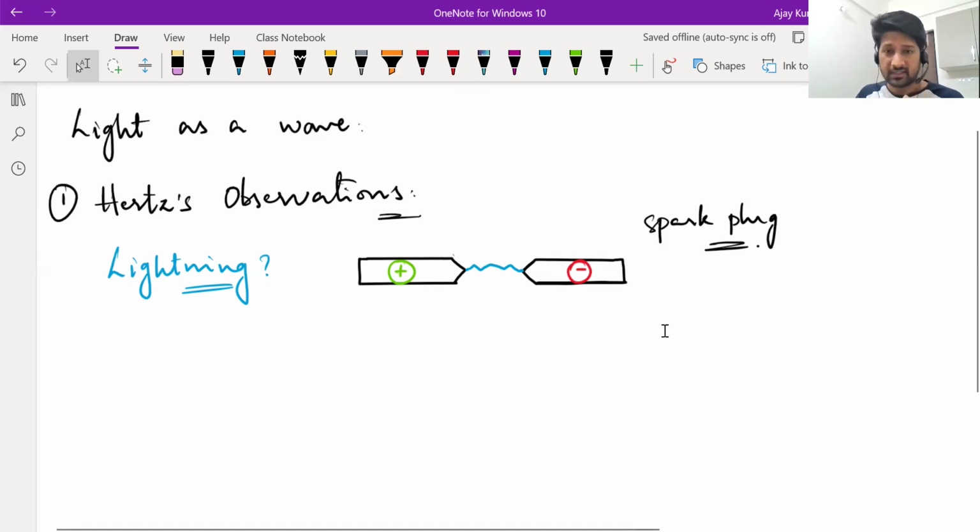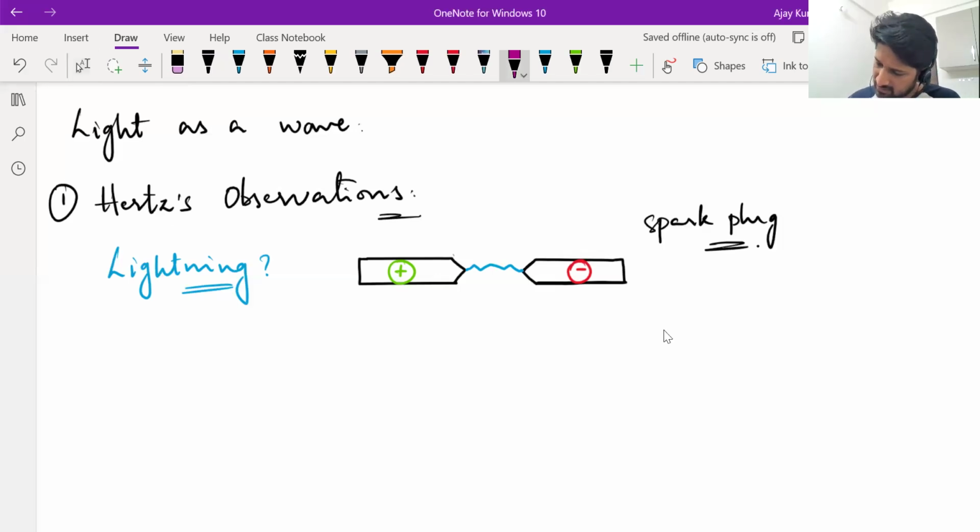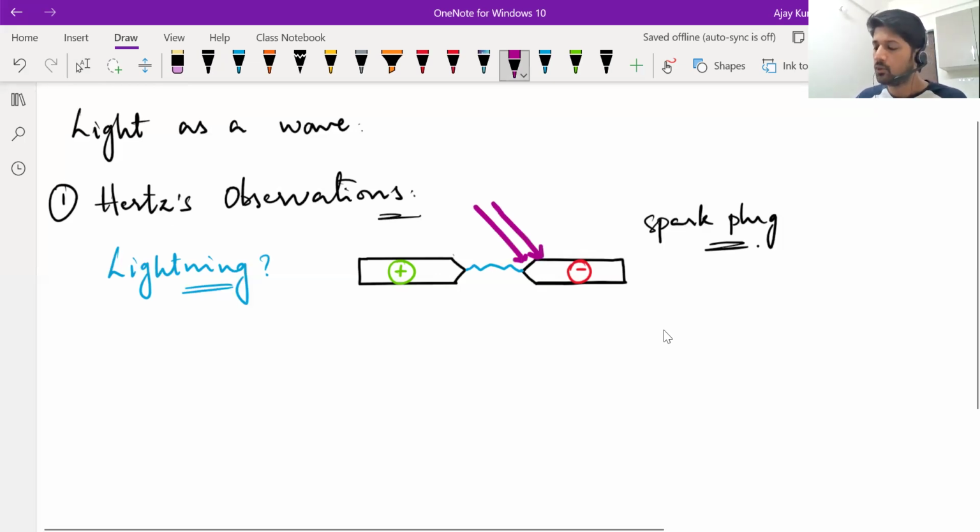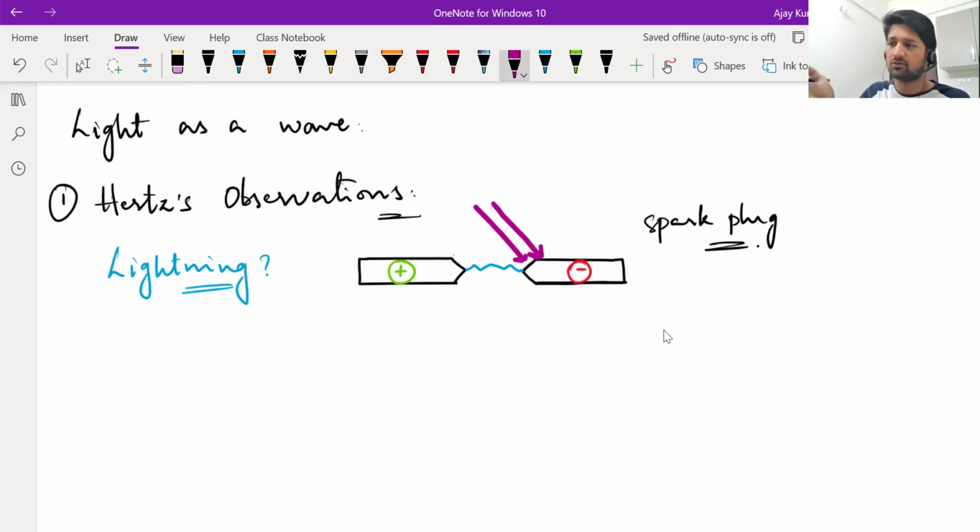Yeah. So Hertz was conducting experiments on this spark discharge, and he observed that when the negative electrode is illuminated by UV rays, when UV rays are incident on the negative electrode, he found the spark to get enhanced. Spark getting enhanced means what? More electrons getting transferred from the negative electrode to the positive electrode, more number of electrons undergoing that discharge.